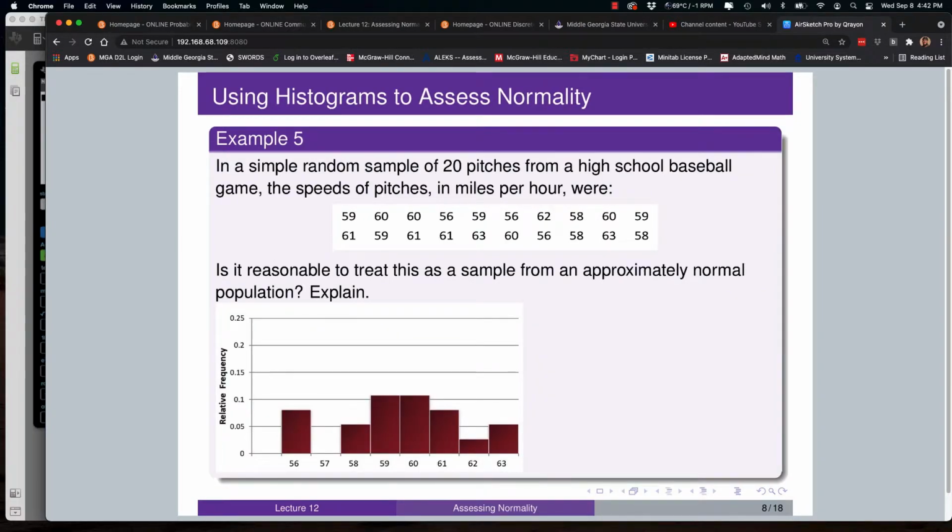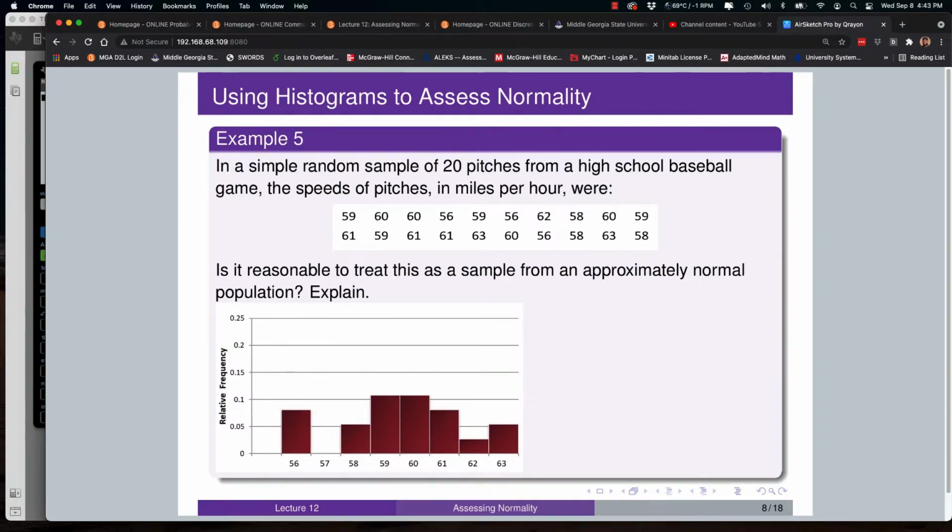Histograms are the other way, along with the box plot. They're probably the two predominant ones, two of the three prominent graphs we use to assess normality. In this histogram, they took a simple random sample of 20 pitches from a high school baseball game, and the speeds of the pitches in miles per hour were recorded. So is it reasonable to treat this as a sample from an approximately normal population?